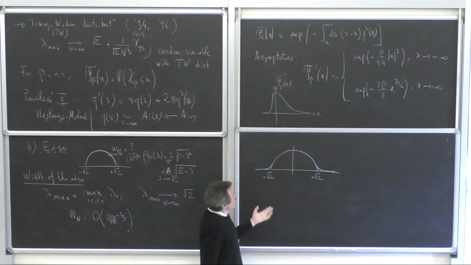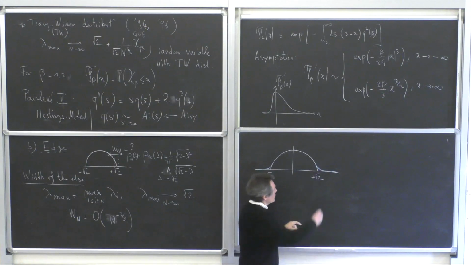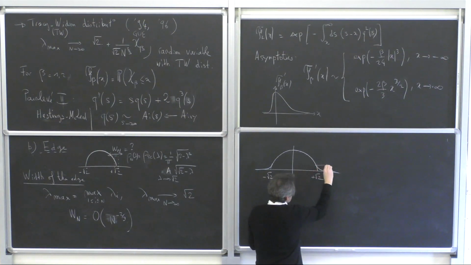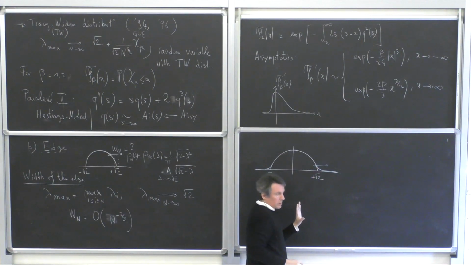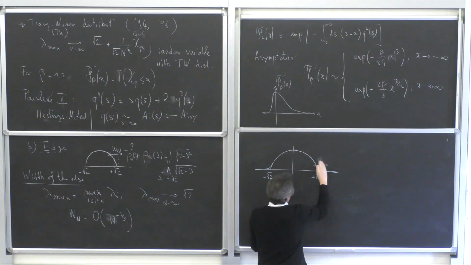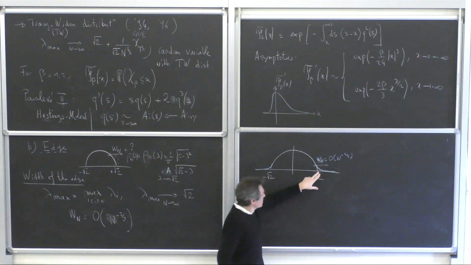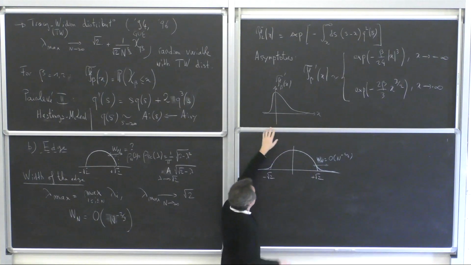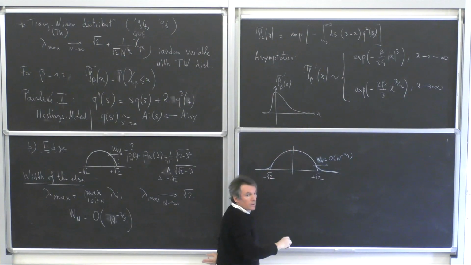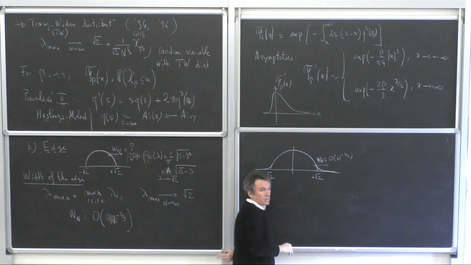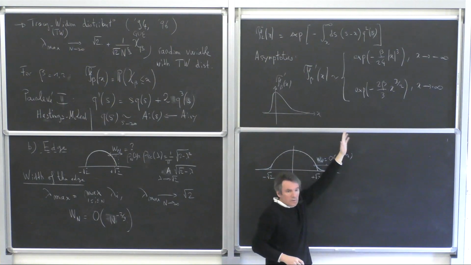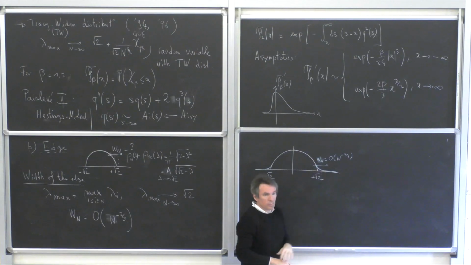Now, how much do they go? Well, the scale is the same. The typical fluctuations will be of order n to the power minus 2/3. So if you look at what happens not too far from square root of 2, it is described by this tail. That actually corresponds to the right tail of the Tracy-Widom distribution. So that will basically scale as exponential minus x to the power 3/2. Okay, so that's what will happen.